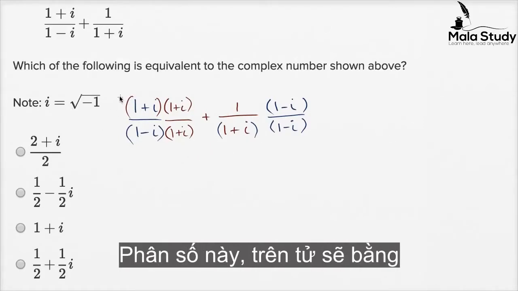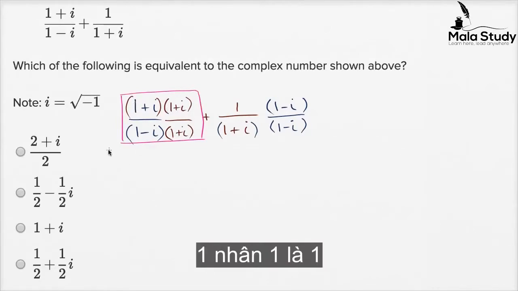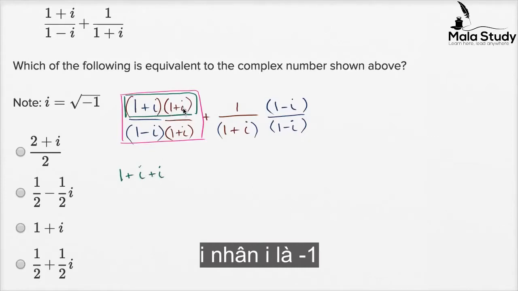So this first one right over here. So the numerator, so let's see, we're going to have 1 times 1. Actually, let me do this in different colors just so we can keep track of everything. So we have this numerator right over here. 1 times 1 is 1. 1 times i is i. i times 1 is i. And then i times i is negative 1.